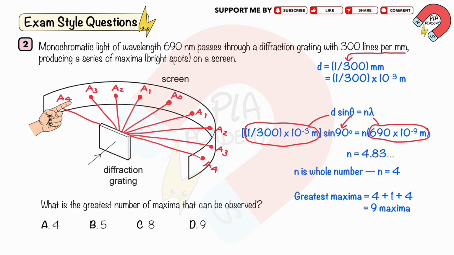So, the greatest number of maxima that can be observed is 4 plus 1 plus 4, which is equal to 9 maxima, which includes the 0th order maximum and 4 maxima on the left and right hand sides, as shown. We substitute the angle theta equals 90 degrees, because this represents the maximum possible angle from the 0th order maximum to the highest order maximum.